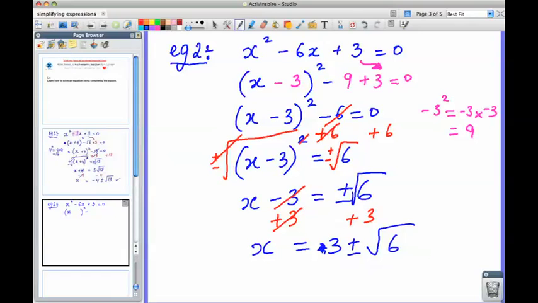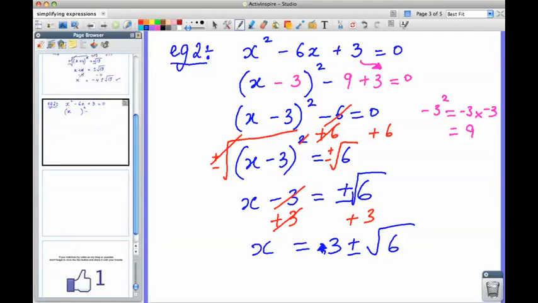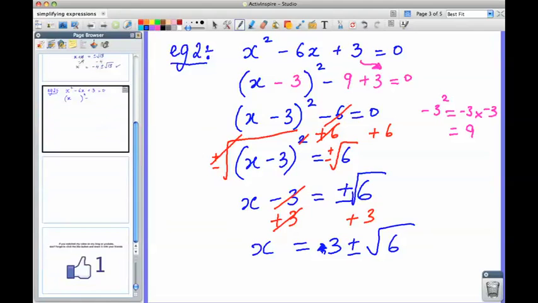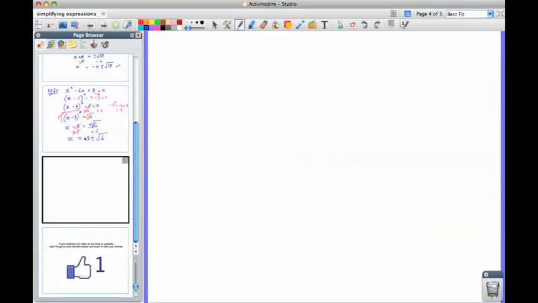Let me write down a couple of questions for you to try out and see if you can do them yourself. What I would like you to do is give me the answer in the comment box which is found under this video. So for question number 1, I want you to solve x squared plus 6x plus 10 is equal to 0.